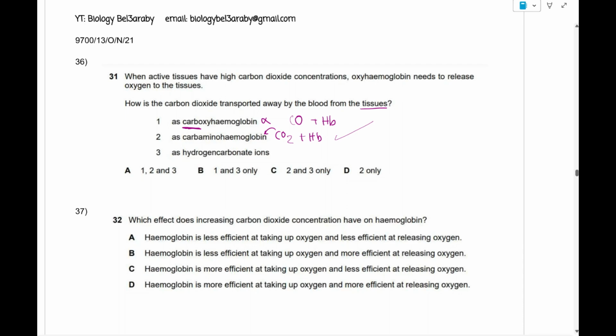3. As hydrogen carbonate ions. So this is also correct, and I'm going to show you how. First of all, when carbon dioxide combines with water, this generates carbonic acid by the action of the enzyme carbonic anhydrase. Now this dissociates, forming hydrogen carbonate ions as well as hydrogen ions. Therefore, hydrogen carbonate ions is correct, which leaves the red blood cell. Therefore, 2 and 3 is correct, and the answer is going to be C.